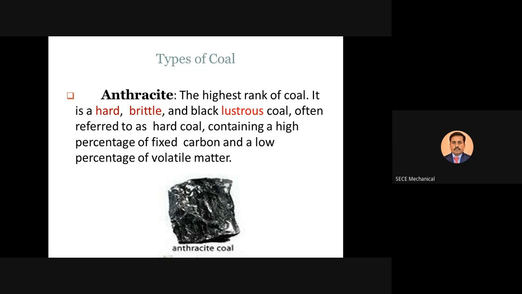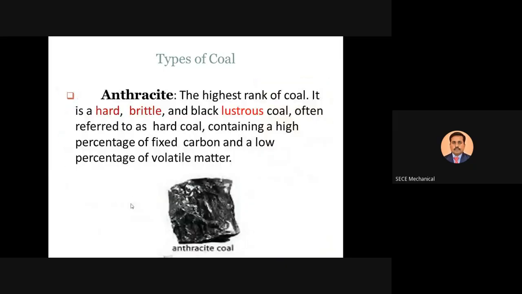Anthracite coal is hard, brittle, and black. Important: a lustrous coal, often referred to as hard coal, containing a high percentage of fixed carbon and a low percentage of volatile matter.